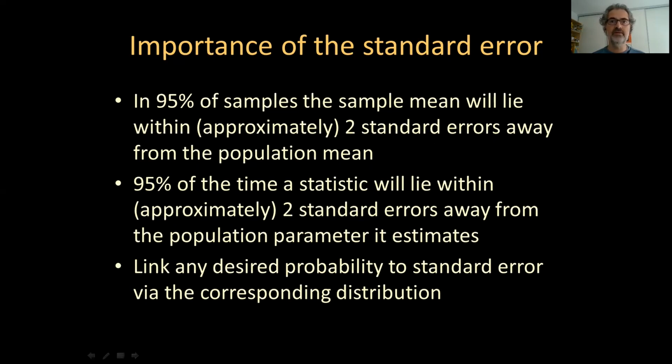And that's very good. More generally, going beyond means, 95% of the time, any statistic will lie within 2 standard errors away from the population parameter it estimates, as long as the sampling distribution of this statistic is approximately normal. And if it isn't, we can still link any desired probability to standard error via whatever the corresponding distribution is for the statistic in question.